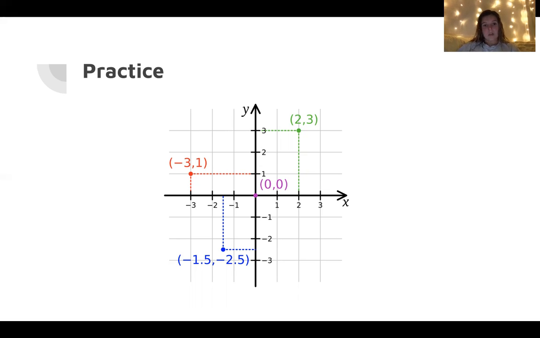So you moved 3 to the left, which is negative, and then 1 up, which is positive because you went up. Then finally, in blue, we have point -1.5, -2.5. So you moved -1.5 to the left, or towards the negative values on the horizontal axis, and then down 2.5. So since it was down in quadrant 3, it was negative.